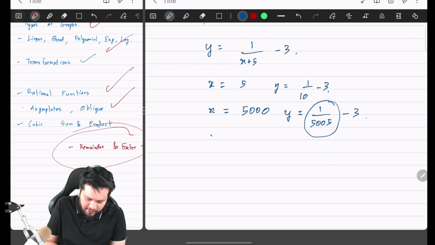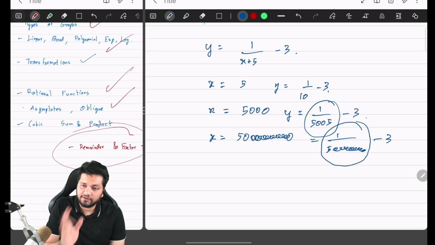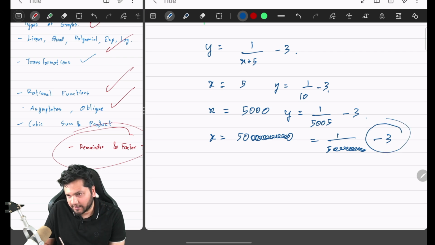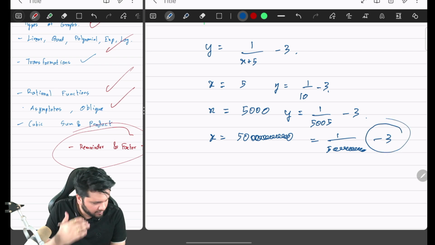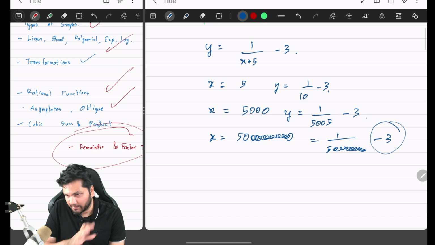In fact, if I put x is equal to, now think about it, an infinite value, like 5 trillion, billion, whatever value you want to consider, this value is going to be 1 upon 5 with this many zeros, minus 3. Now this thing is 0, literally 0. If I put infinity, then definitely it's going to be 0. Infinite value we don't know. So as you can see, when the input is going towards an infinite value, the output is going towards minus 3.